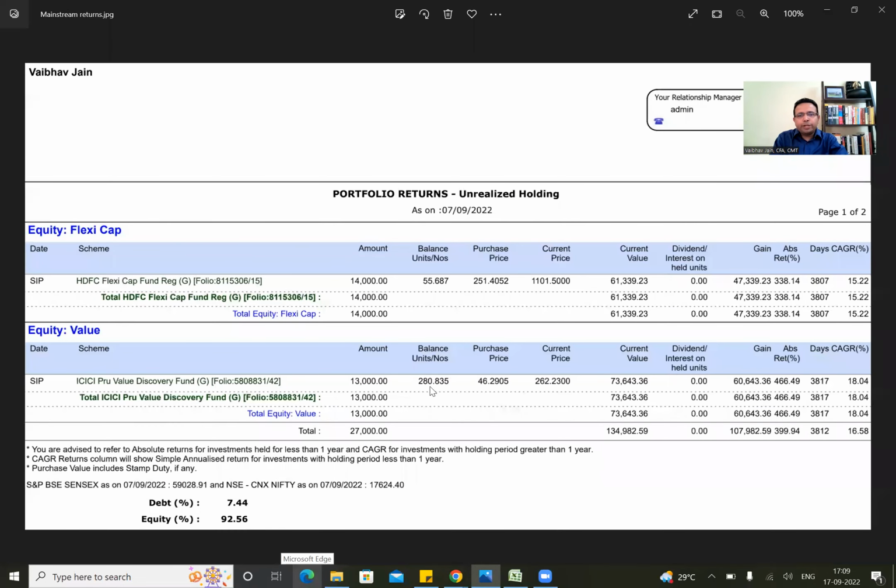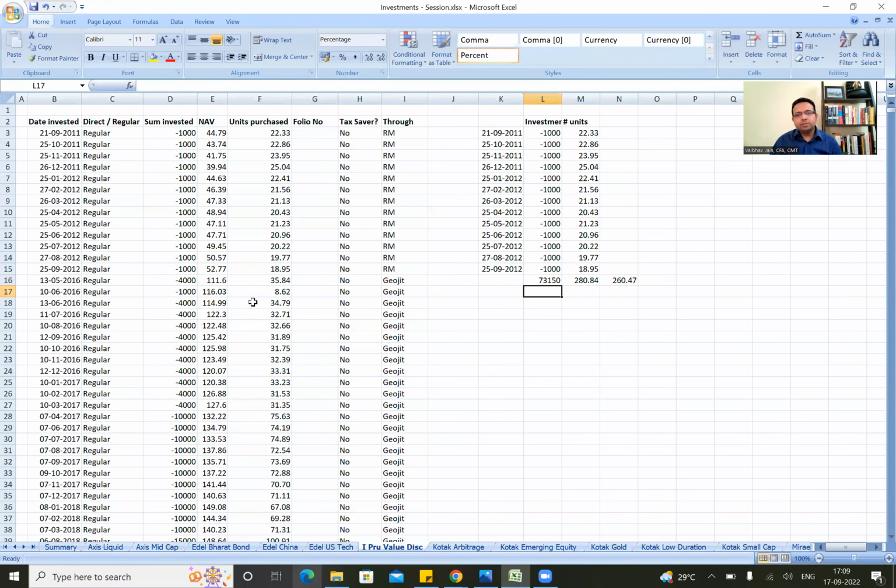So the total amount which I have in ICICI Prudential Value Discovery Fund today is going to be my number of units into today's NAV, which is 73,150. What is the date today? Today's date, I can again equate it directly: 16 September 2022 has come. Now, if I had to calculate my CAGR, it would have given me 260.47, which is today's NAV, and I would have taken the first NAV, 44.79. On the CAGR basis, I would have got this divided by this.